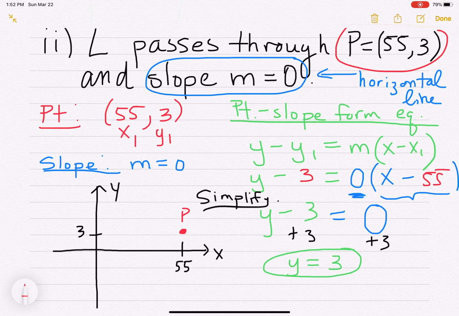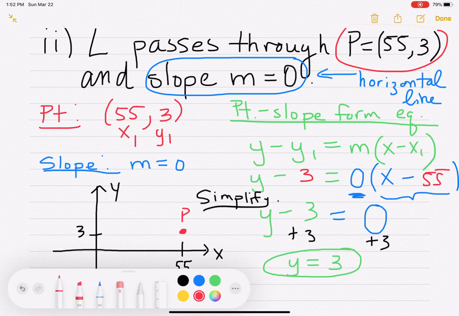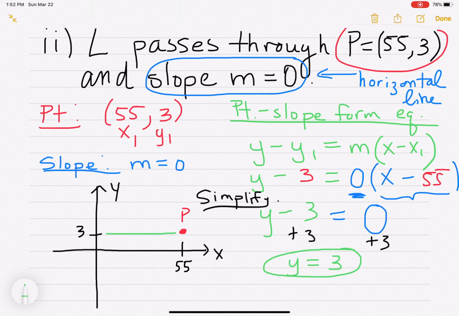And we know that when you have a horizontal line, the slope is 0. Or rather, when the slope is 0, you have a horizontal line. So we're talking about this line right here, going from side to side. And we call that simply y equals 3. So notice there's no x showing up in that equation. It's just y equals 3.